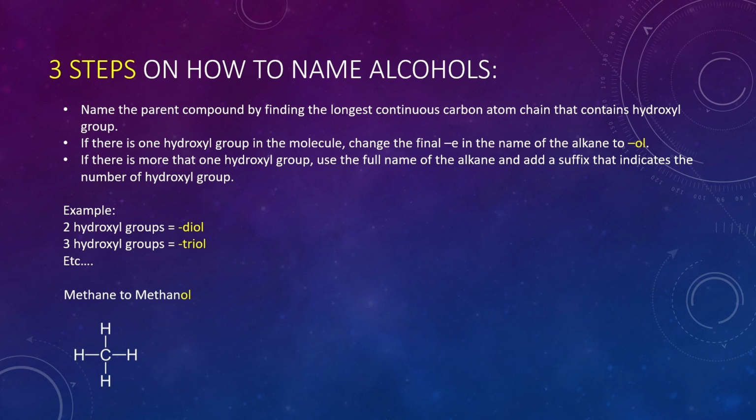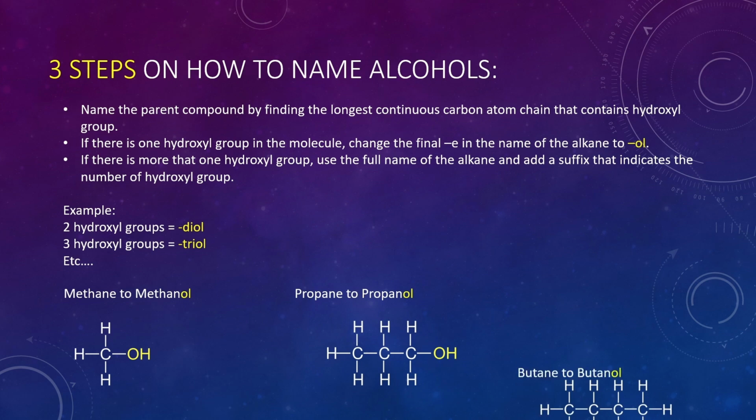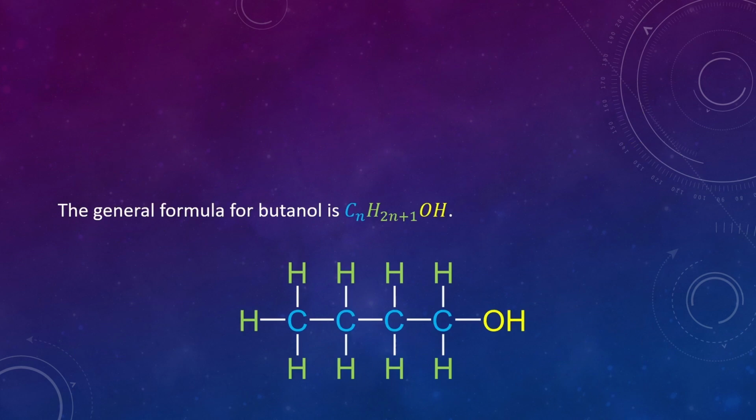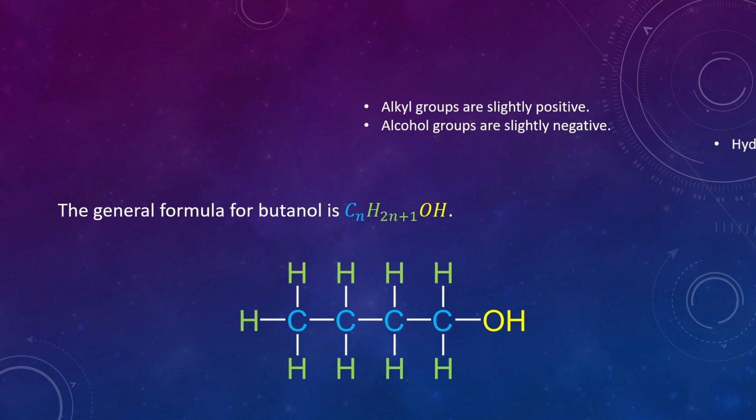Here, methane replaces a hydrogen with the alcohol functional group to form methanol. Propane then propanol, butane then butanol. The general formula for alcohol is C sub n H sub 2n plus 1 OH. Alkyl groups are slightly positive. Alcohol groups are slightly negative. The hydroxyl group also gives rise to hydrogen bonding.